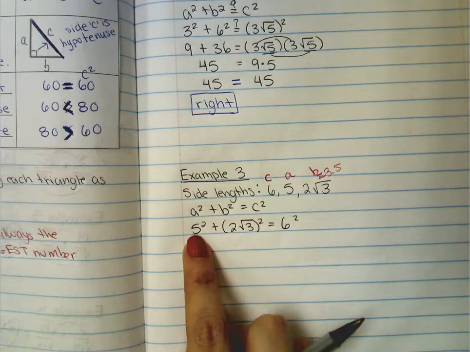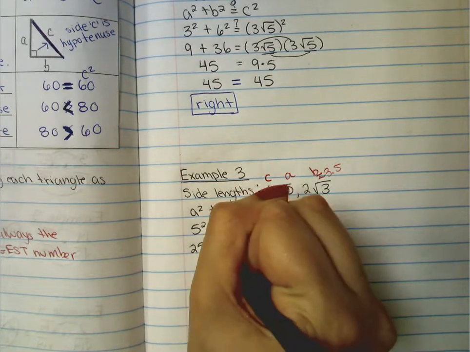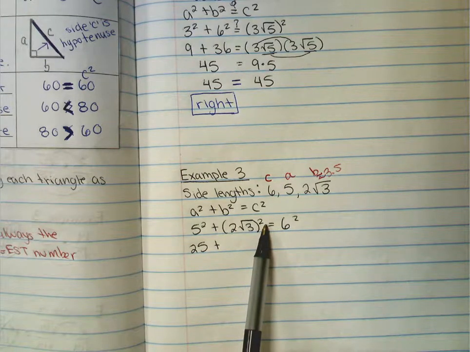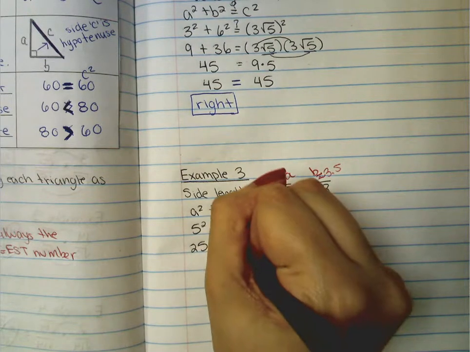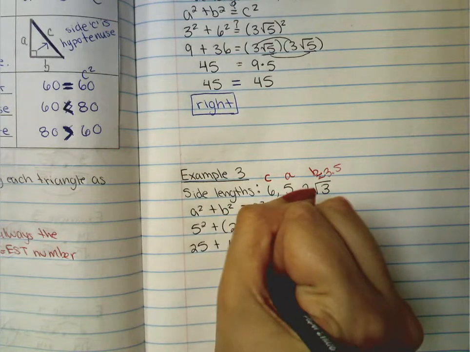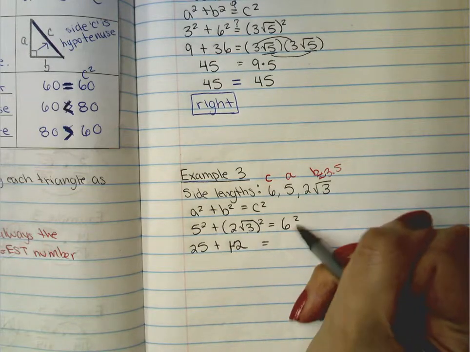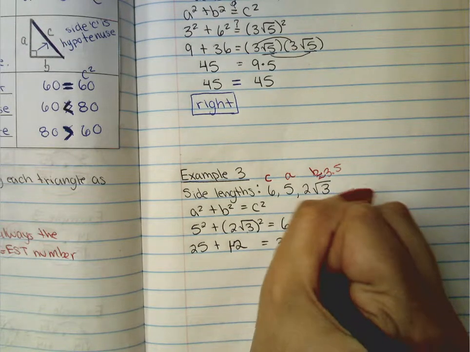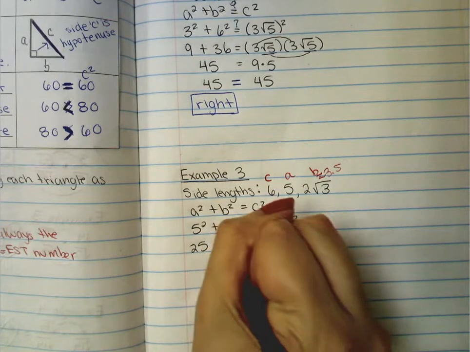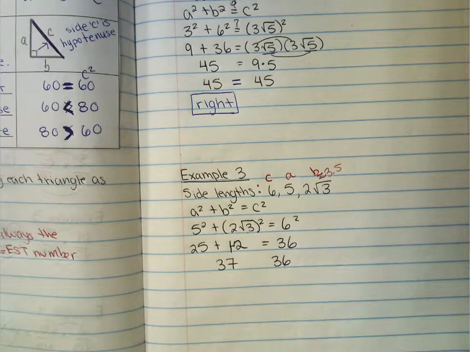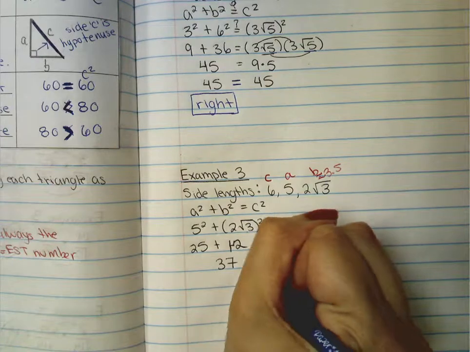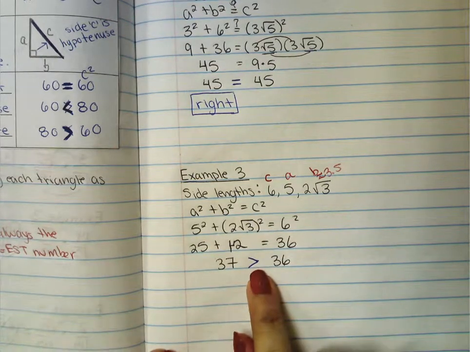So here I'm going to do 5 squared. That one's easy, that's 25. If you want to do this one mentally, you would do 2 squared, that's 2 times 2, that would be 4. And then times the number inside, times 3. So 4 times 3 is 12. So I'm going to write 12. And then here, 6 squared, that's 36. So now I'm going to check if they're equal or not. 25 plus 12, that's 37. On the right side, I have 36. So 37 is greater than 36. So this time my triangle would be acute.